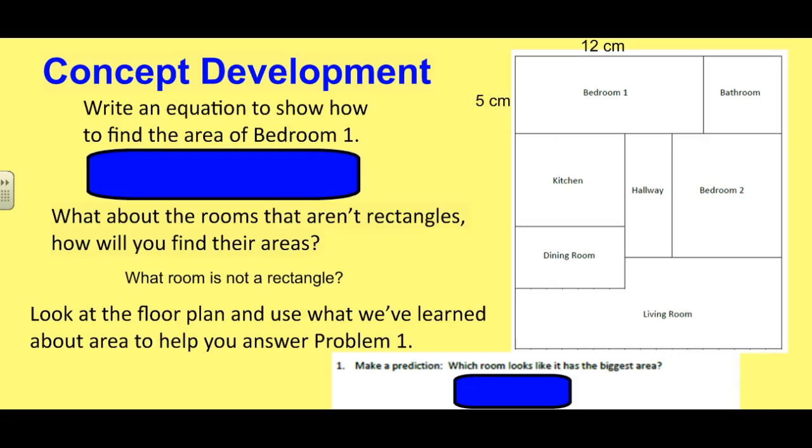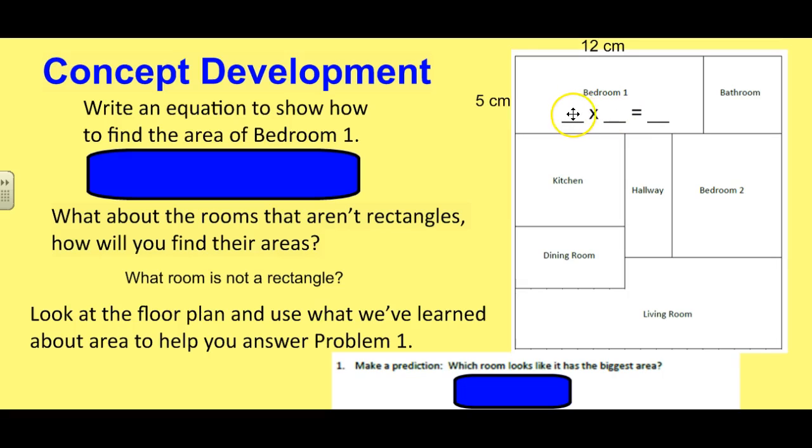Okay, now inside this right here, I want you to write an equation to show how we can find the area of bedroom 1. So right here on your paper, you're just going to put something times something equals something, and you're going to fill in those blanks with how we would find the area of this bedroom right here.